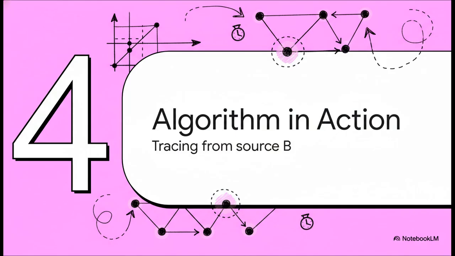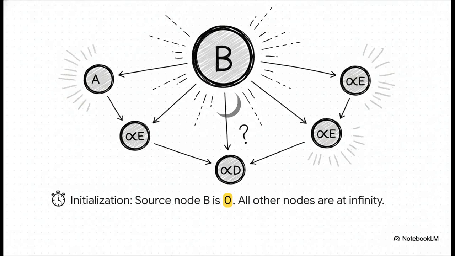We're going to trace the whole process on our graph, and we'll start from node B. All right, step 1, initialization. We're starting at B, so the distance to B is, well, 0, we're already there. Everywhere else, we have no idea how to get there yet, so we mark them all as infinitely far away. This is our clean slate.